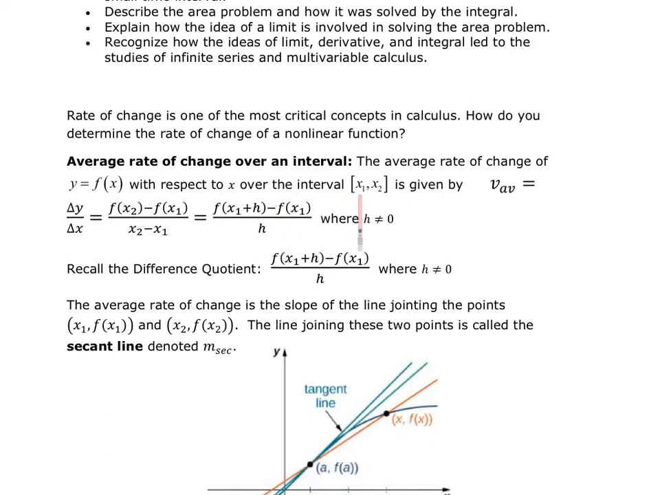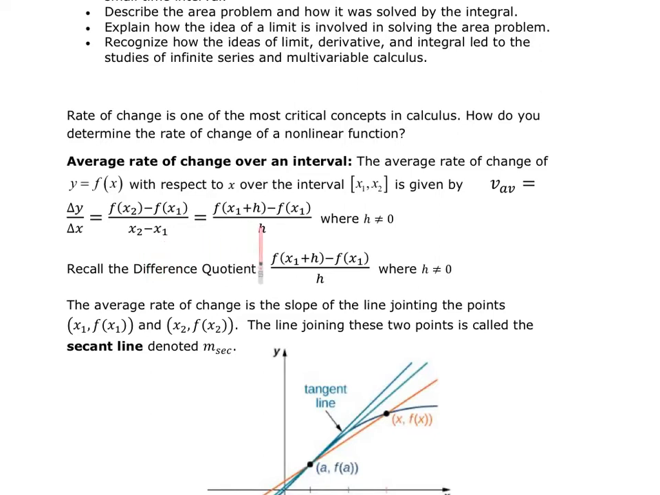You've got two ordered pairs, so you have x sub 1 and x sub 2, which are your two x points. You put x sub 1 into your function and you get an output. You put x sub 2 into your function and you get an output. So the average rate of change is the change in y over the change in x, which is f of x2 minus f of x1 over x2 minus x1.